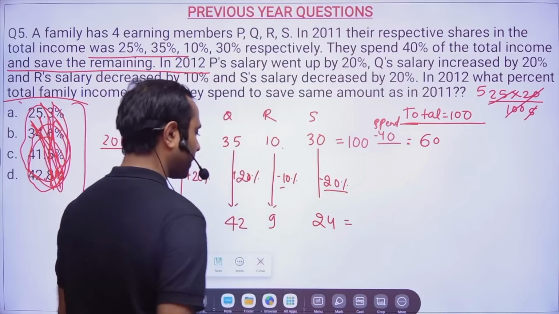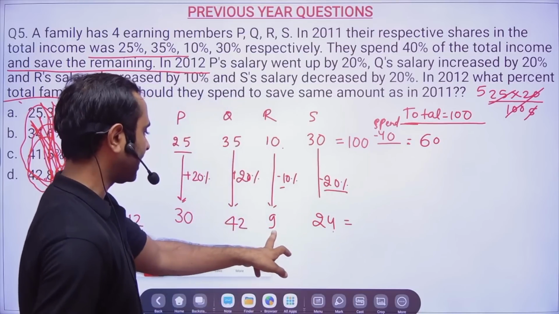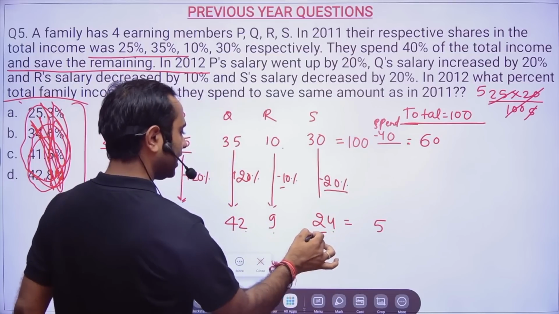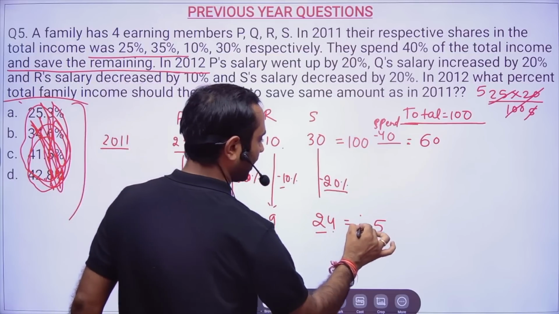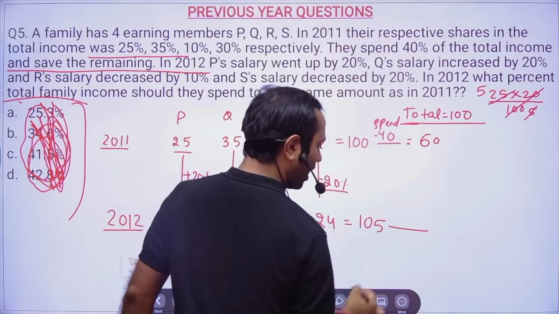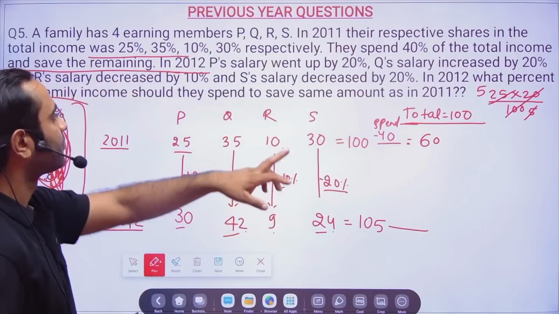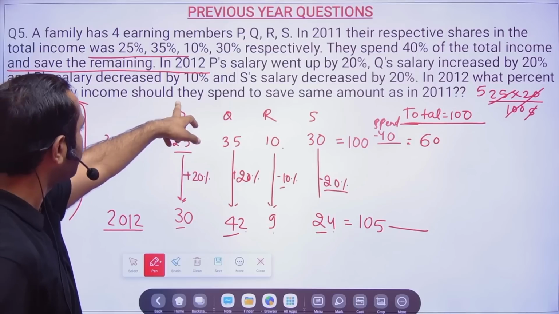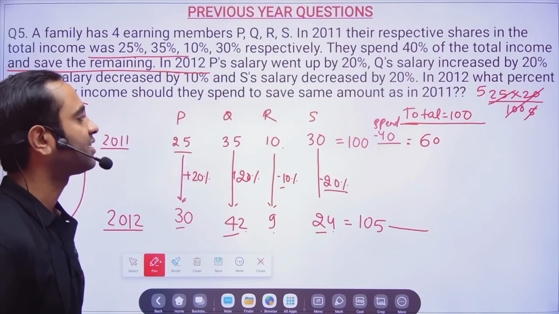Now in the question, what is the expenditure? 4 plus 9, 13 plus 2, 15. 1 in hand. 3 plus 4, 7, 7 plus 3 is 10. So it is 105. Now 105 rupees is their expenditure. In 2012, what percentage of total family income should they spend to save the same amount?